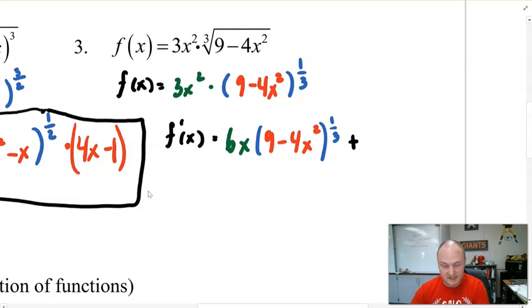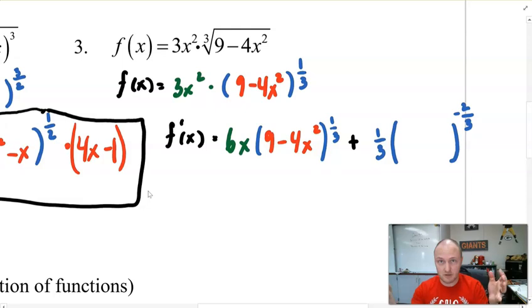derivative of the second. Well, here's where it gets gnarly. I got to take the derivative of the second. So derivative of the second is 1/3, right? I got to take this. Now I got to drop the power by 1, so to the power of negative 2/3. I'm just subtracting 1, common denominator, right? 1/3 minus 3/3, negative 2/3. Okay, so 9 minus 4x squared.